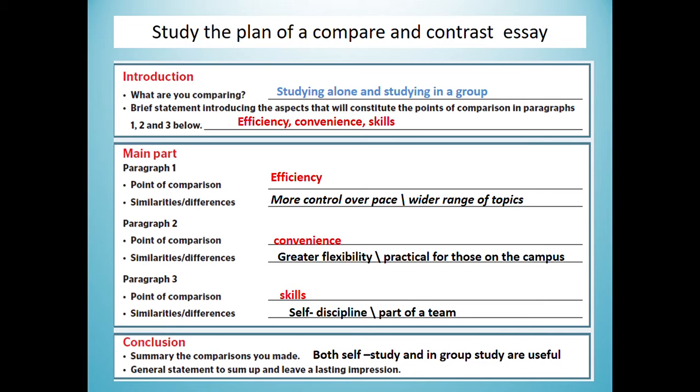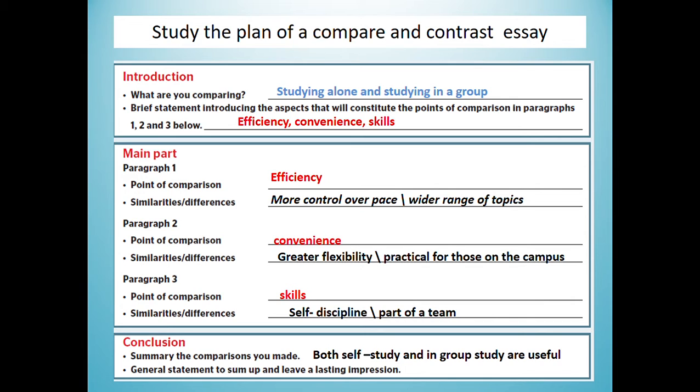For the introduction, what are you comparing? Studying alone and studying in a group, compare and contrast. Then what are the main aspects of comparison? You can say efficiency, convenience, skills or skill development. Then for the main body, the first point of comparison is efficiency. The similarities: more control over pace, and the differences: a wider range of topics.